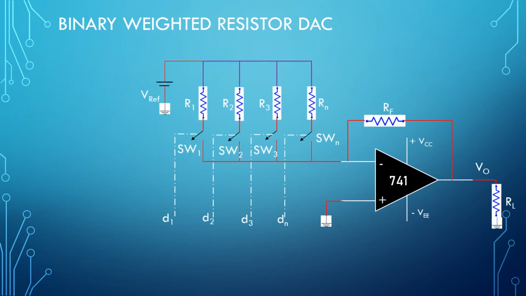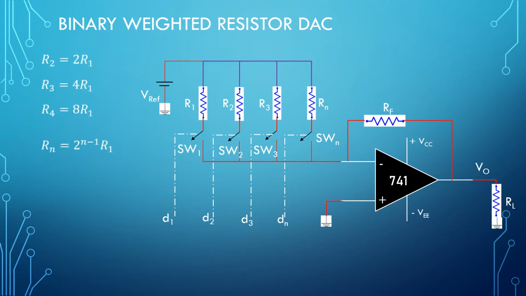Binary weighted resistor DAC. Considering this circuit in this particular figure, the same circuit that was considered in the previous case of weighted resistor DAC is modified into this. So there is an additional reference voltage given and the switches are used, which are automatically controlled depending upon the values of the inputs given to the digital bits D1, D2, D3 and Dn.